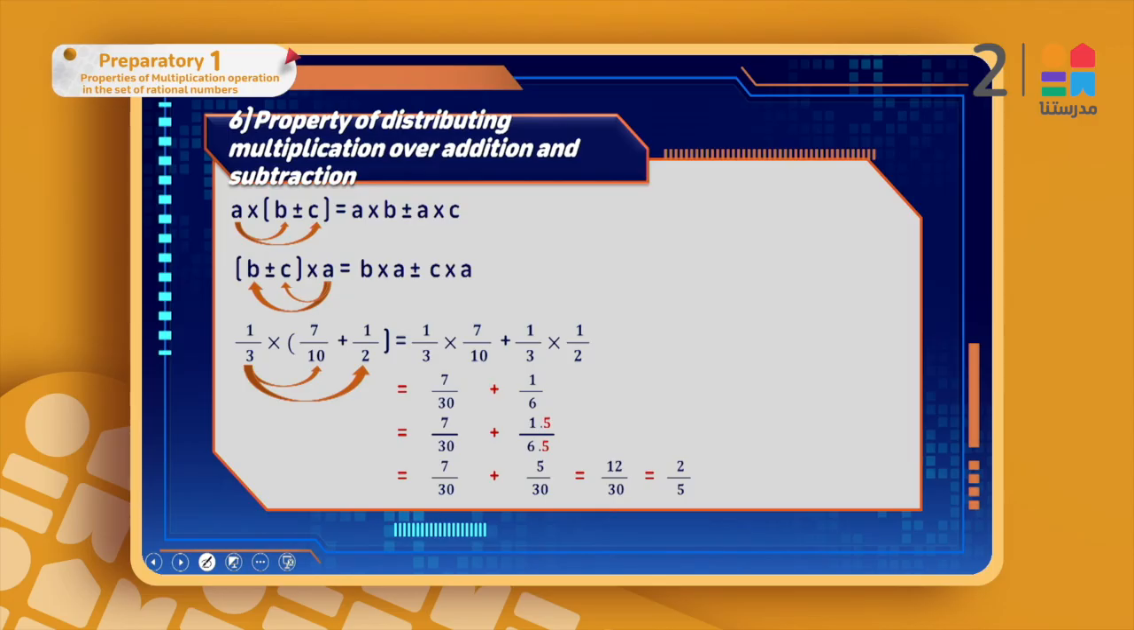Then we will add 7 plus 5, which is 12, and put the same denominator, which is 30. Then simplify it by dividing it by 6 up and down. 12 divided by 6 is 2. 30 divided by 6 is 5. So the final answer is 2/5.